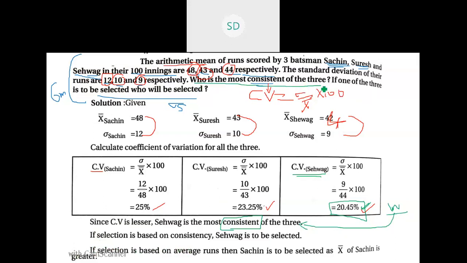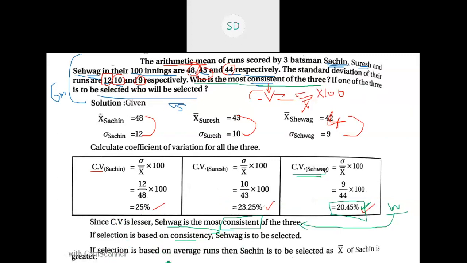Now the second question: if one of the three is to be selected, who will be selected? If the selection is done on the basis of consistency, then again I will consider Sehwag only in the next match. If I make a selection on consistency, I will take Sehwag only. It is something like selecting a student based on marks. Similarly here, if it's based on consistency, Sehwag is considered.